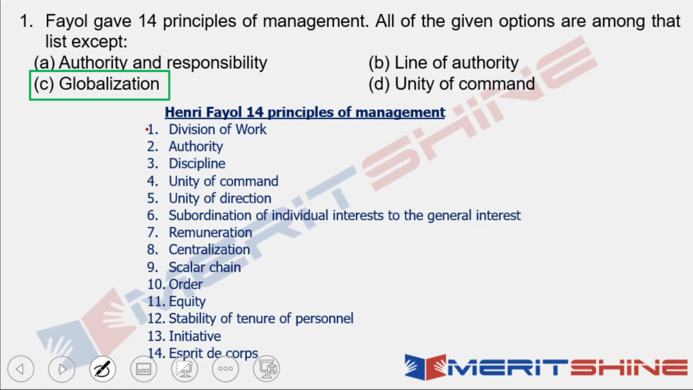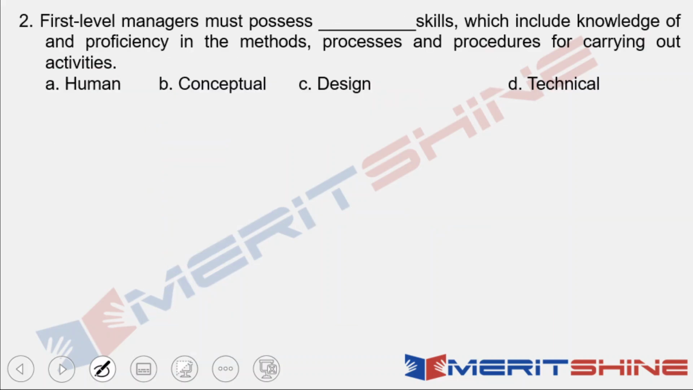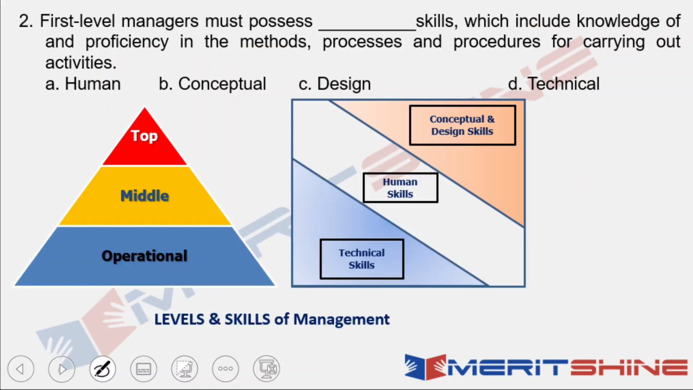Clear? Got it correct? Very good. Let's move on to the second one. Done? Okay, good. Let's see. First level managers must possess what kind of skills, which include knowledge of and proficiency in the methods, processes and procedures for carrying out activities. Again, here also I'll explain the concept first, and then you will see how easy it becomes to answer this question. So this is how I relate levels and skills of management.